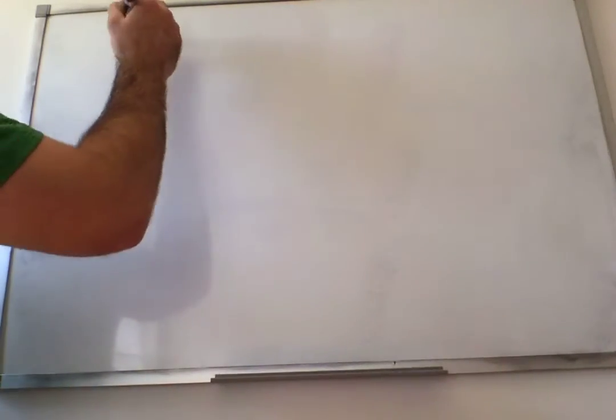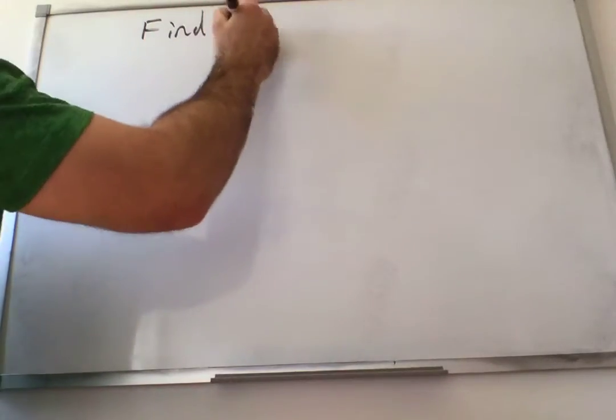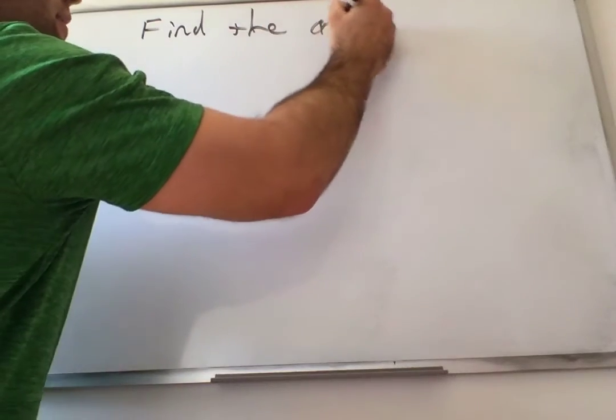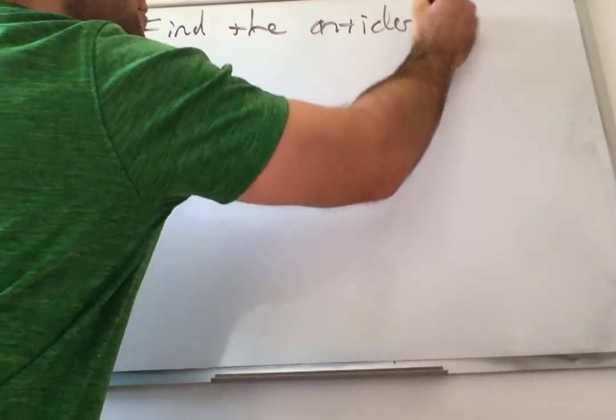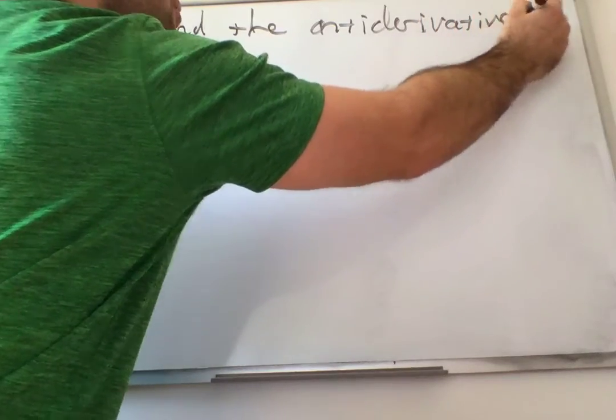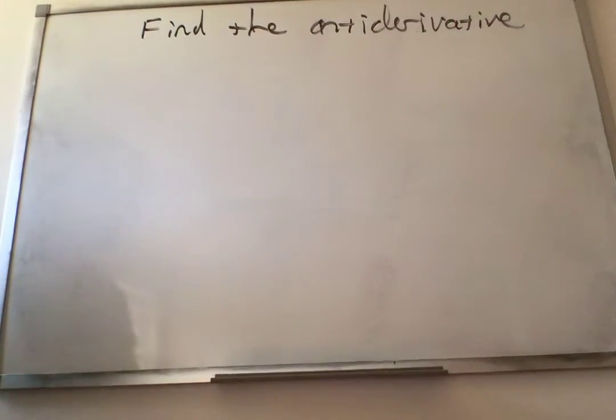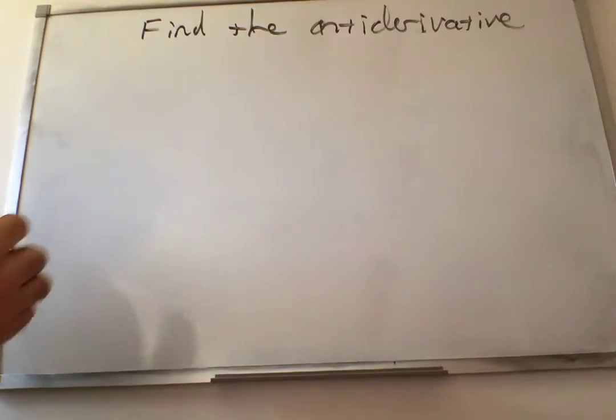Okay, so let's do the next example. Find the antiderivative of the function, and we're going to do the most general, okay? The instructions on my notes says find the general antiderivative, save myself some room.